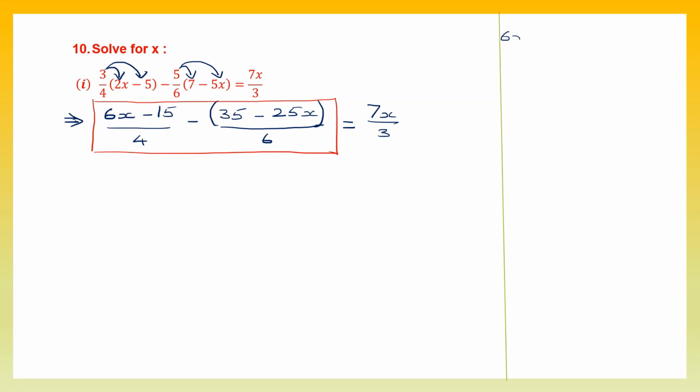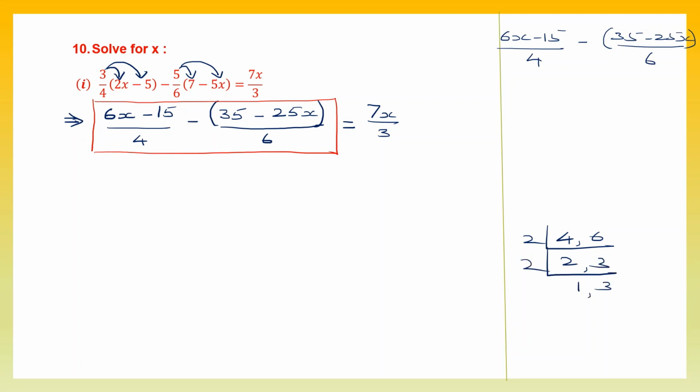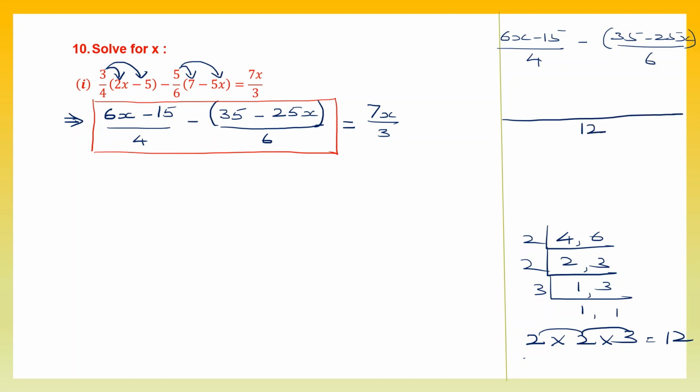Now we have (6x minus 15) by 4 and (minus 35 minus 25x) by 6. Now we need to find the LCM of 4 and 6. So let's do that. Starting with 2, 2 2s are 4, 2 3s are 6. Then again with 2, 1 and 3. This time I can use 3. 1 and 1. So the LCM is 2 into 2 into 3. 2 2s are 4, 4 3s are 12. So the LCM is 12, which we're going to use as a common denominator and work.